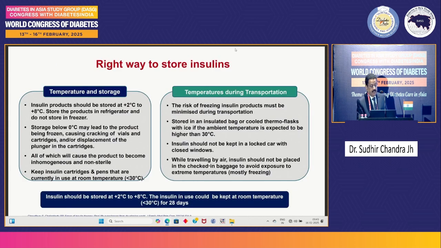Storage error: temperature. It should ideally be stored at +2 to +8 degrees, never in the freezer compartment, but in the side compartment. And during transportation, it is also very much important. The risk of freezing the insulin product must be minimized and it should be stored in an insulated bag, and it should not be kept in a locked car with closed windows. And while traveling by air, insulin should not be placed in the checked-in baggage to avoid exposure to extreme temperatures. This is a very, very important point on this travel day.